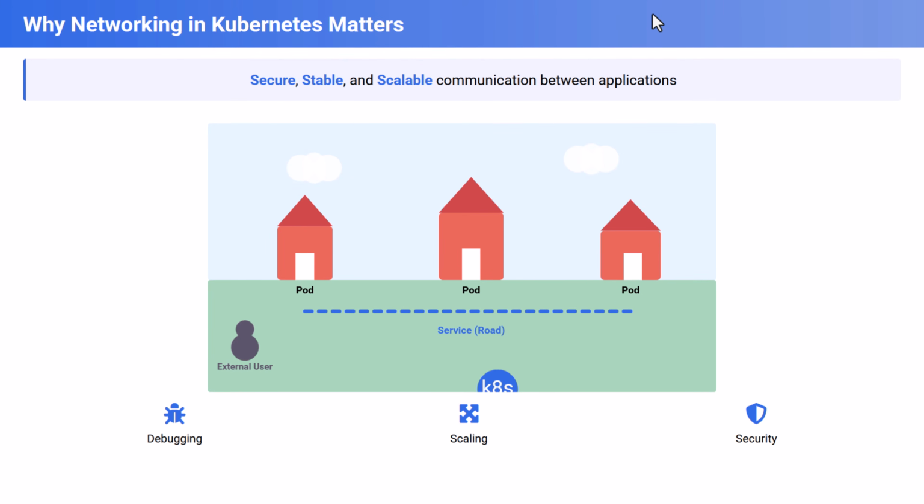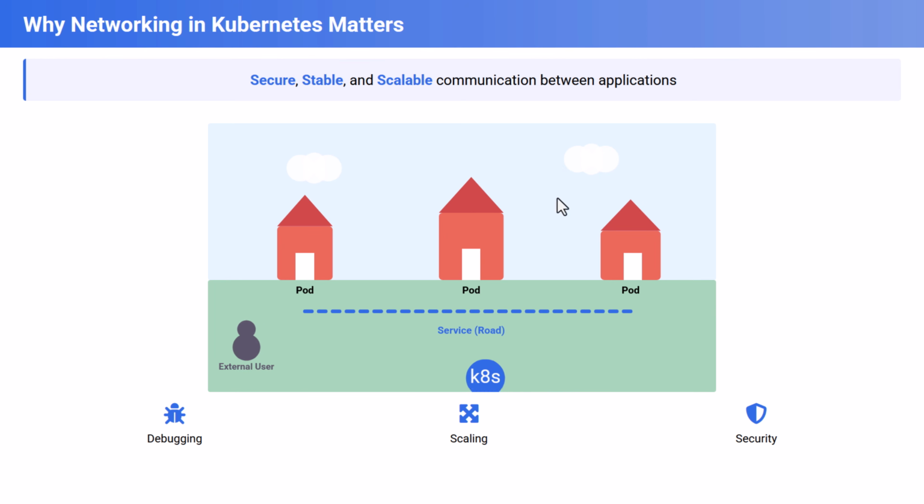Let's start with a simple question. Why does networking matter so much in Kubernetes? It's not just about connecting the containers. It's about creating secure, stable, and scalable communication. Whether you are a developer deploying microservices or a system administrator managing the workloads, networking is key for debugging, scaling, and security.